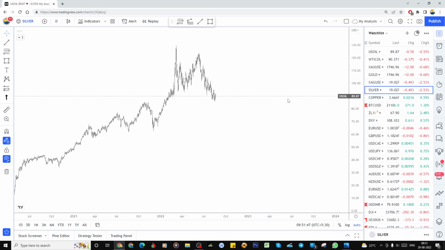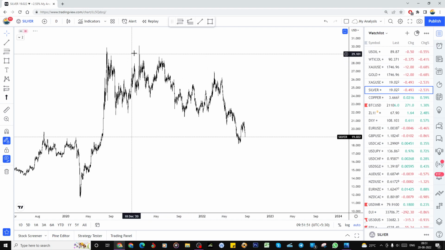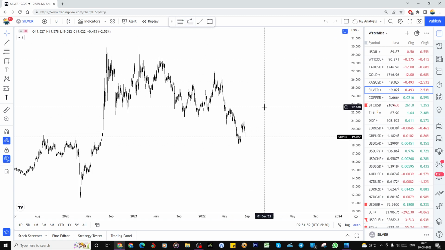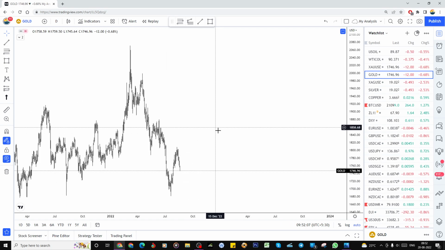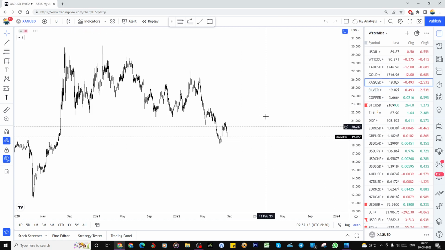So let's move on to the silver. Silver, it's looking like it already did ABC. So I'm looking at this as a W, and I'm looking for the X wave. The X wave may reach 22 to 25. This could be how I'm looking at gold to 1890. In the same way, if gold reaches 1890, silver will automatically reach this 22 to 25 zone.